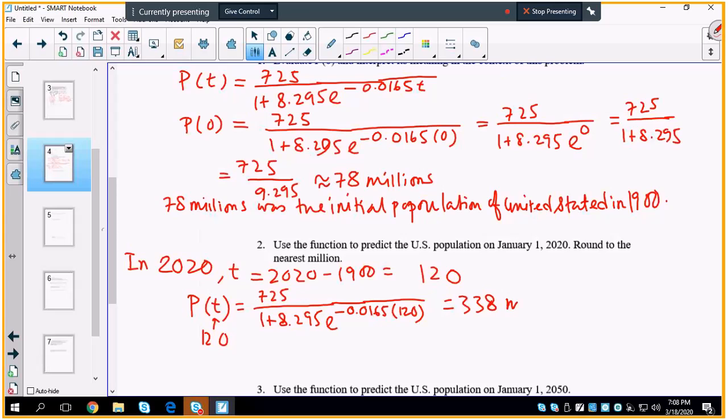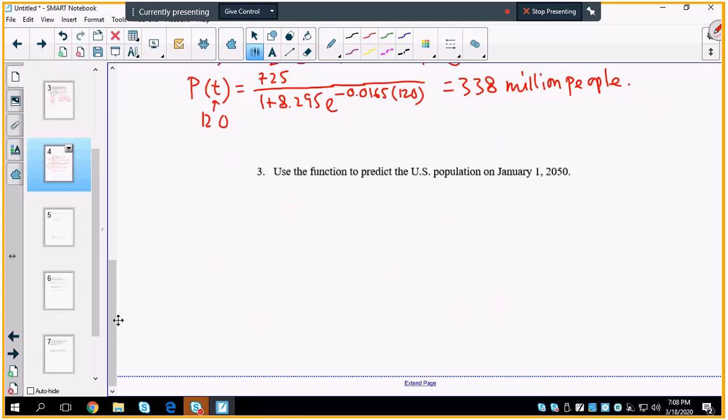338 million people in 2020, January 1. Use the function to predict the US population on January 1, 2050. So in 2050, it's pretty similar work, except t is going to be 2050 minus 1900, so 150 years. And I'm going to repeat the same work.